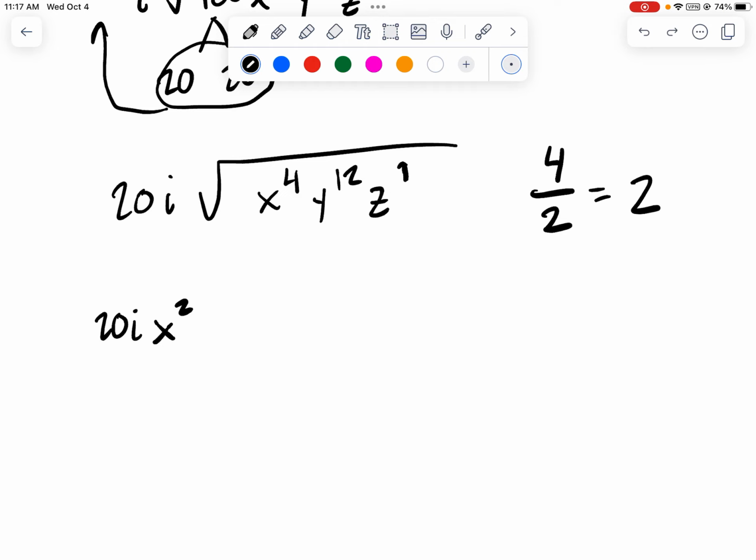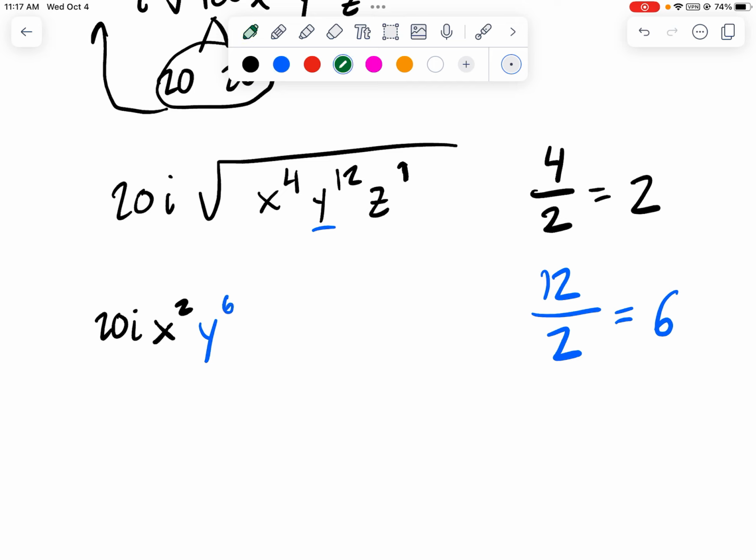Now we check our y's, right? We have 12 y's, and we want to divide our 12 y's into groups of 2. We get 6 groups of 2. That means for every group, there should be one y that we bring out.